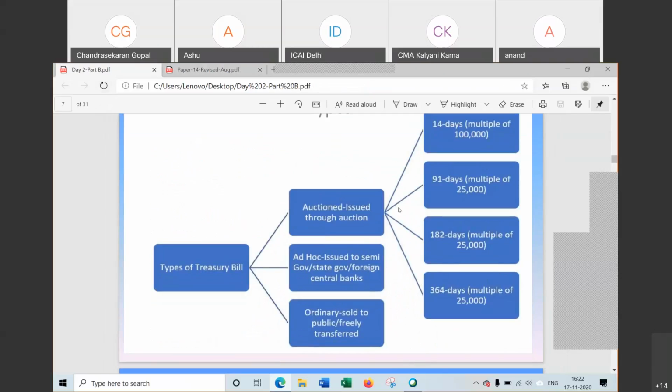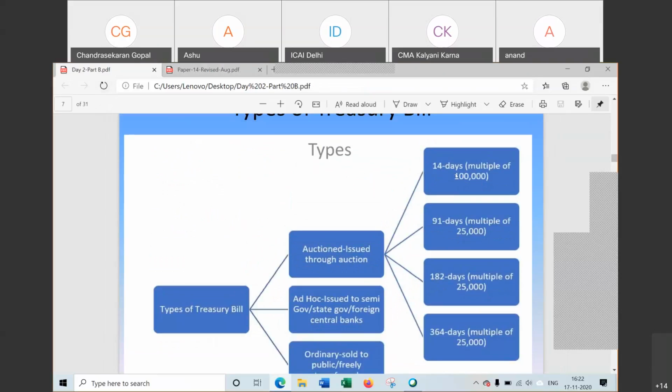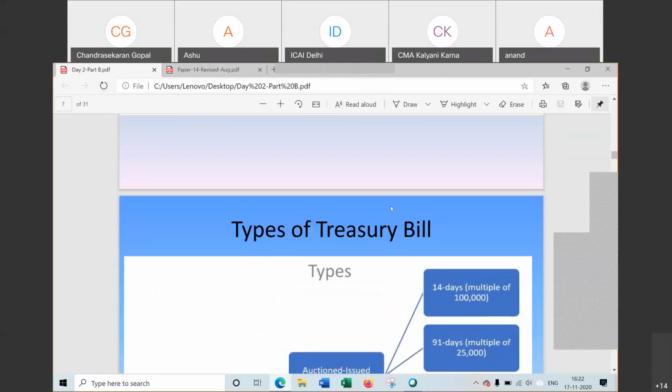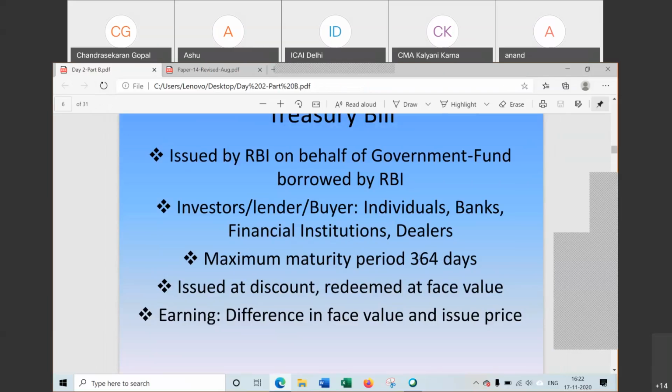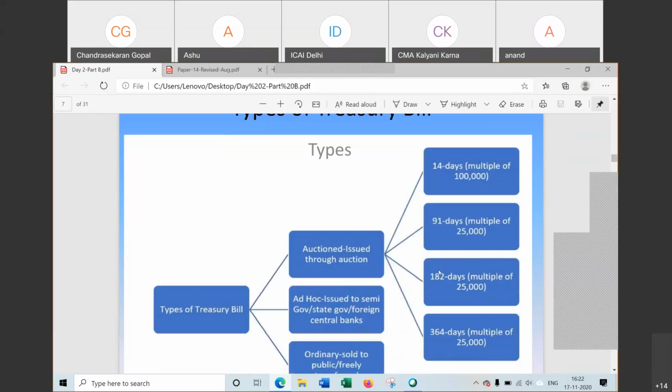Auction treasury bill, now there are 4 types of auction treasury bill. First one is 14 days, 91 days, 182 and 364. It means the maturity period will be 14 days. Maximum maturity period is what? 364 days. So 4 types of treasury bill are there under the auction category: 14 day, 91, 182 and 364.